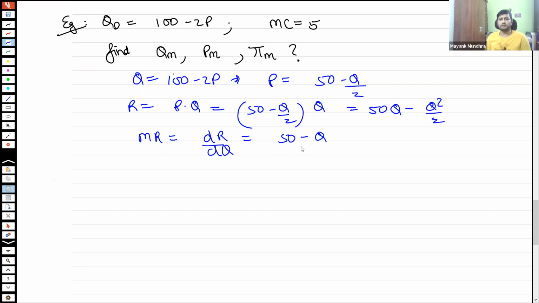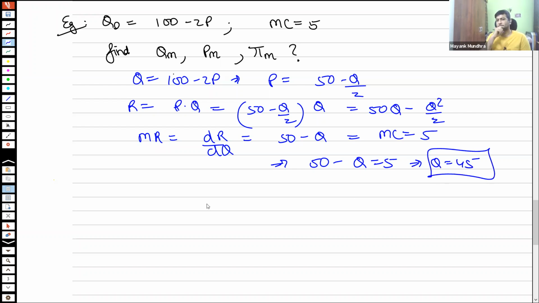I don't know how you got whatever you guys got. So marginal revenue must be equal to marginal cost, which is 5. So 50 minus q must be equal to 5, which means q must be equal to 45. So this is my monopolist quantity. Is this right? So where did you guys make a mistake? I don't understand.